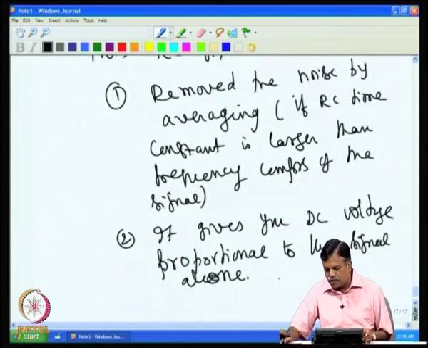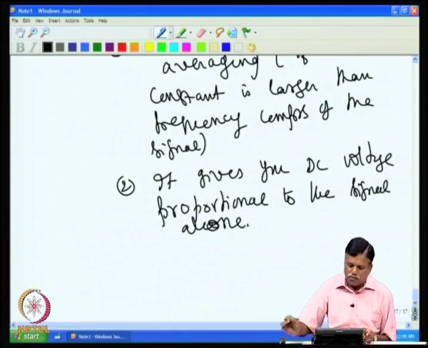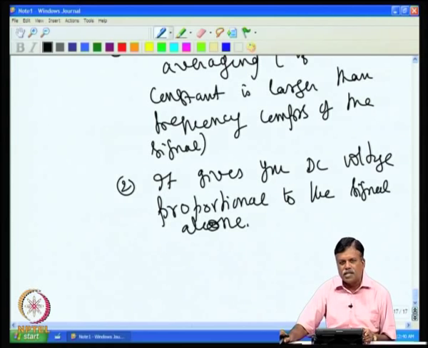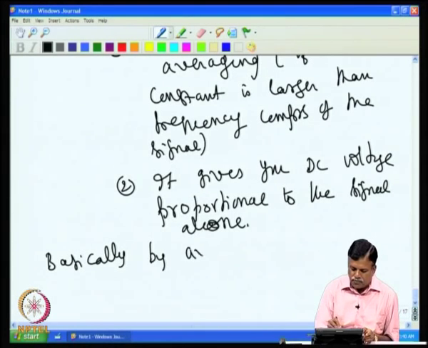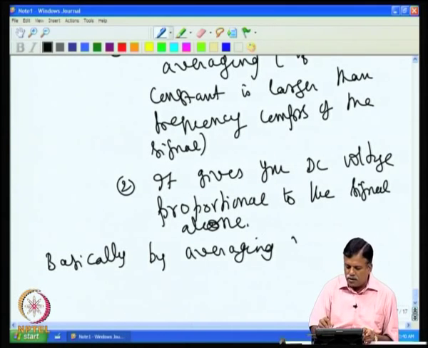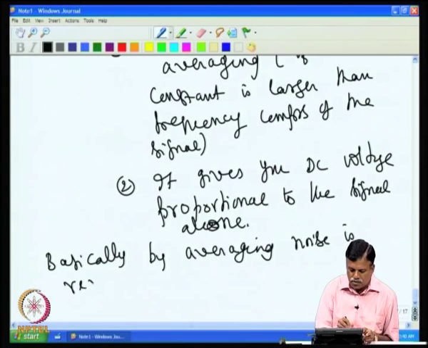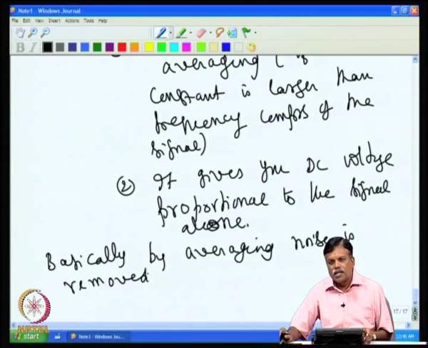So basically, the lock-in amplifier works by averaging. By averaging, the noise is removed. So this is the basic working principle of the lock-in amplifier.